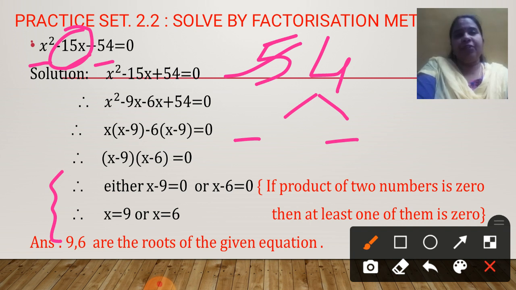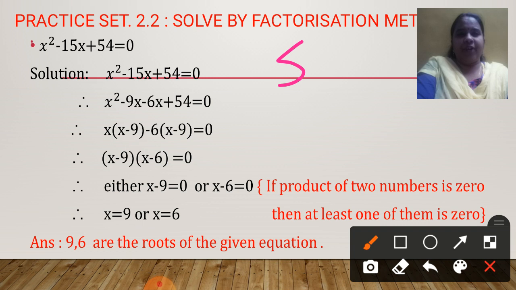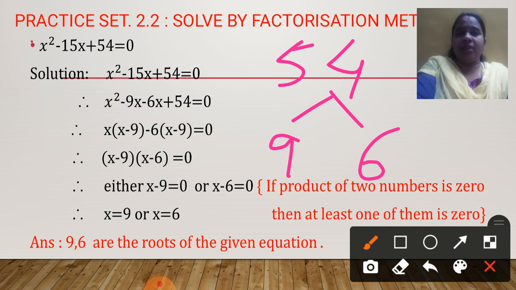Now 54 can be factorized as 27 into 2 or 18 into 3. So many different ways. Correct. But if I take 27 into 2, I am not going to get this 15. 18 into 3, again I am not going to get this 15. So I am going to take 54, I am going to split 54 as the two factors 9 and 6, and just now I have told you that both the factors should be negative.